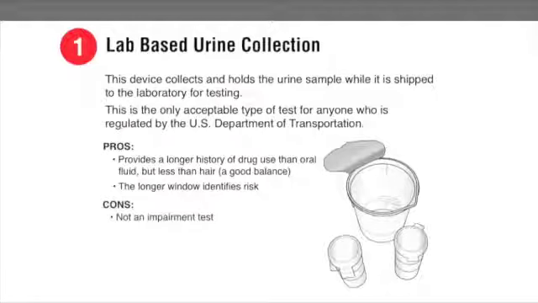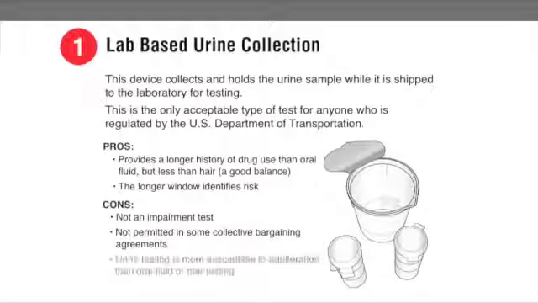The downside? It is not an impairment test and may not be permitted for certain types of non-DOT regulated testing circumstances in Canada as a consequence of certain court, arbitration, and Human Rights Commission decisions. Further, urine testing is more susceptible to adulteration than is oral fluid or hair testing.